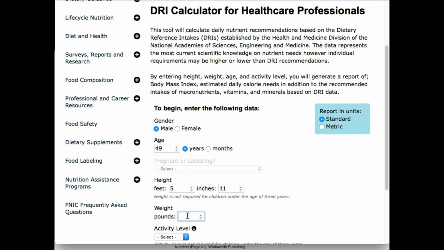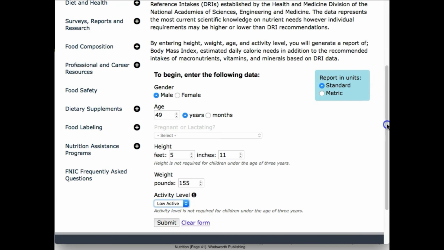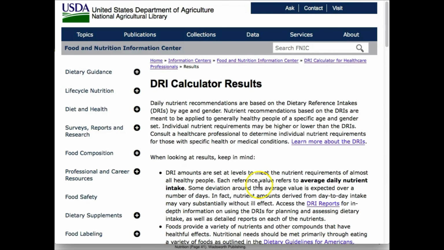The next is your weight in pounds. I weigh 155 pounds. And lastly, you'll be asked your activity level. My activity level for this exercise, I'm going to place at low active. Now I'll submit that. And here are the DRI calculator results.